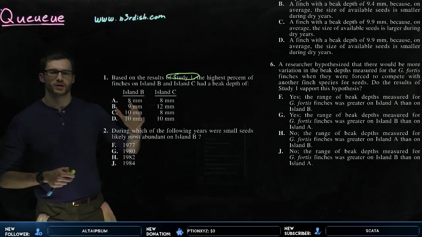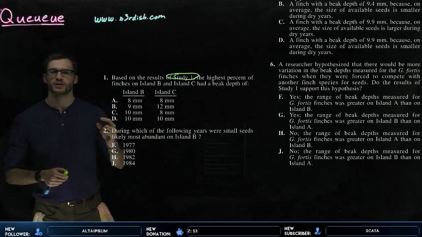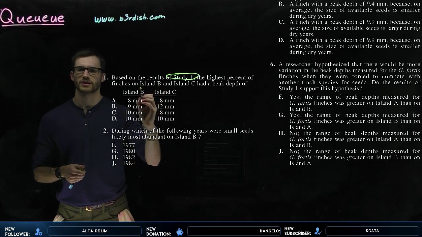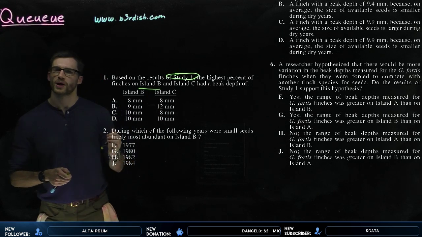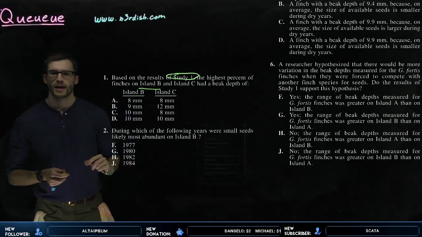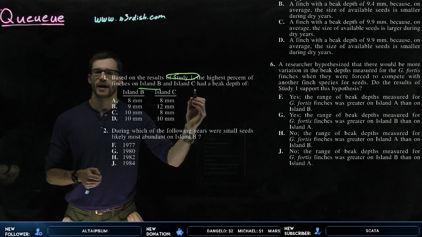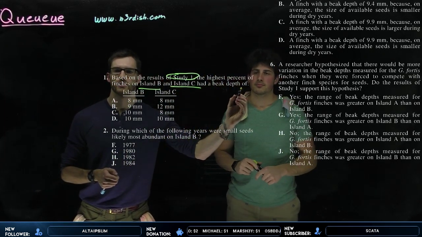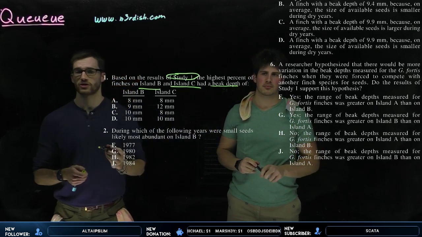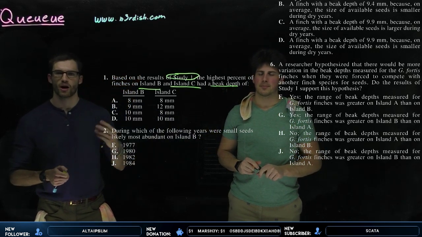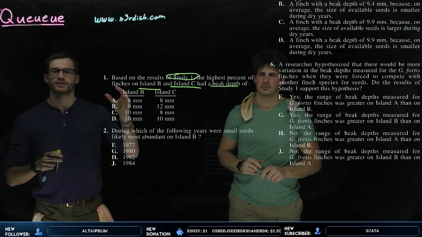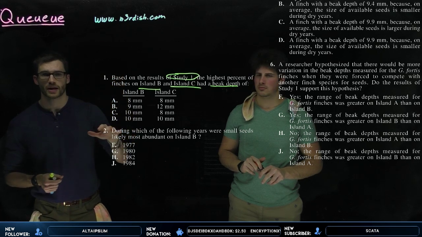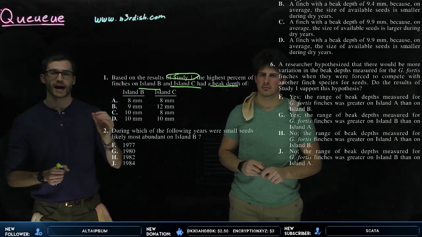Study one. You're going to start at study one, and then you're going to go to the highest percent of finches on Island B. So I would say Island B is probably the next thing you're looking for. You have to find that. It's probably one of those graphs. And then you're comparing Island B and Island C, and you're looking for a beak depth. This question is actually nice. There's not a lot of garbage in it. All of it is very important. But you are looking for these things specifically. There is a path between every question and the correct answer. That is the path that you're following, and you have to jump around for it.